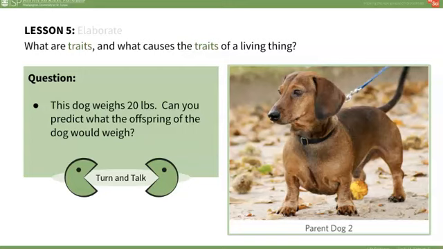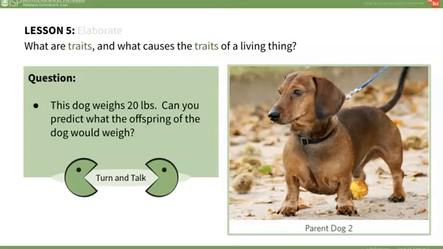Refer back to the dog parent card of the Dachshund. For this series of questions, allow students to turn and talk to give all students a chance to explain their thinking. You can tell students that the dog in the picture weighs 20 pounds. Ask students to predict what the offspring of the dog would weigh. Students may predict about the same 20 pounds.